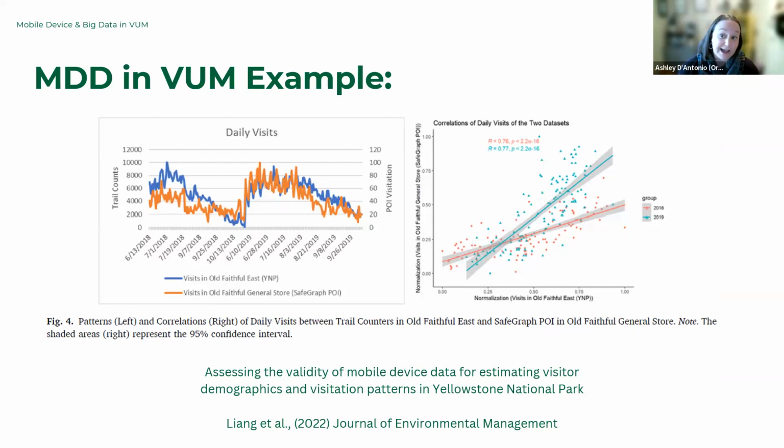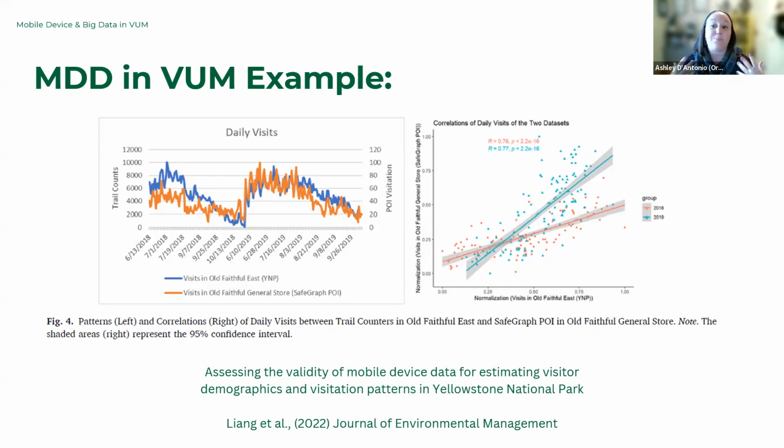However, when they looked at the demographics and compared the mobile device data to demographics from surveys on site, they found that there were differences in age, differences in races and ethnicities, differences in income, and differences in country, like home country or home state. So in Yellowstone, they found that while it was great for estimating visitor use, their on-site validation of demographics did not match the mobile device data, and the recommendation was not to use the demographic data for understanding visitor demographics to Yellowstone in this particular study.